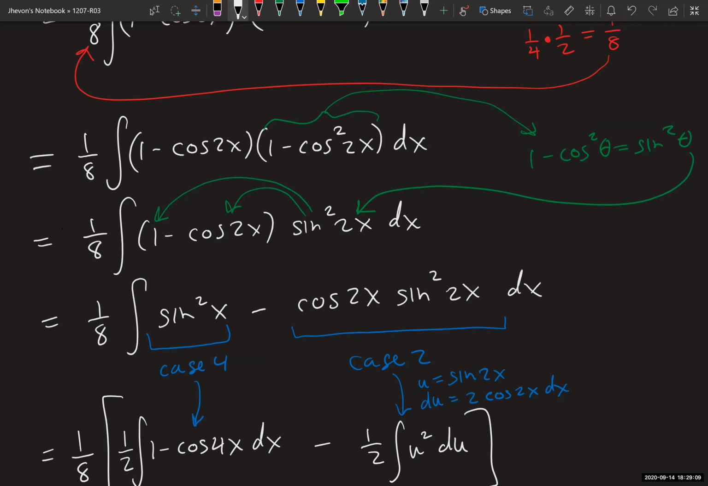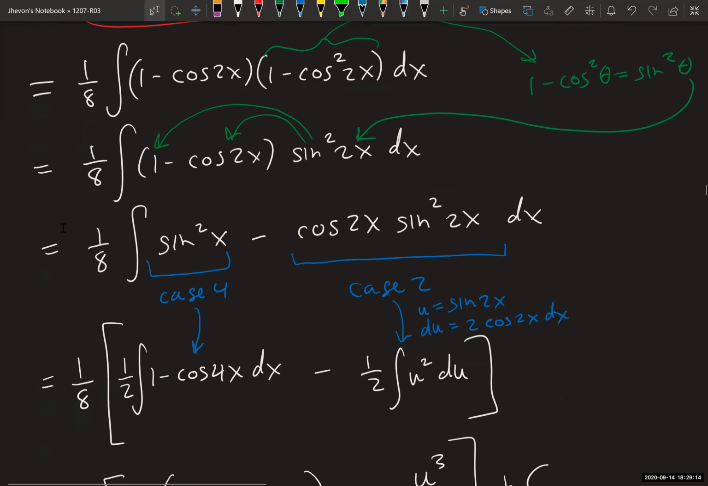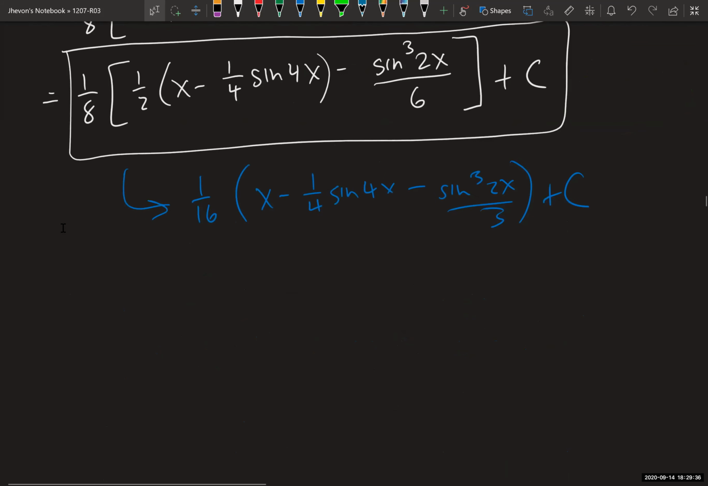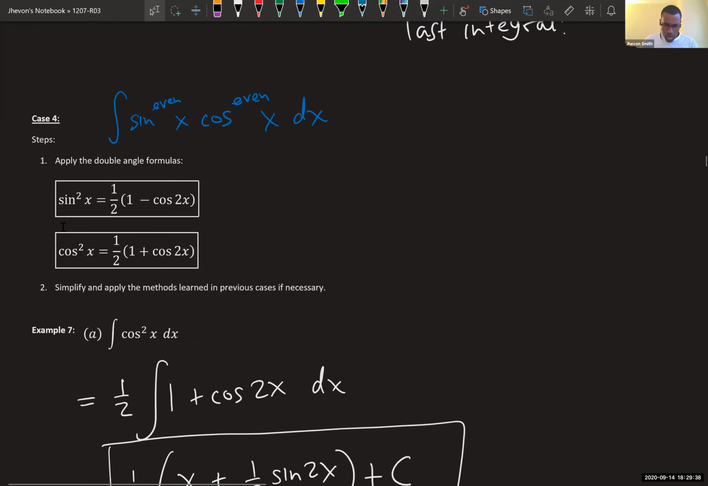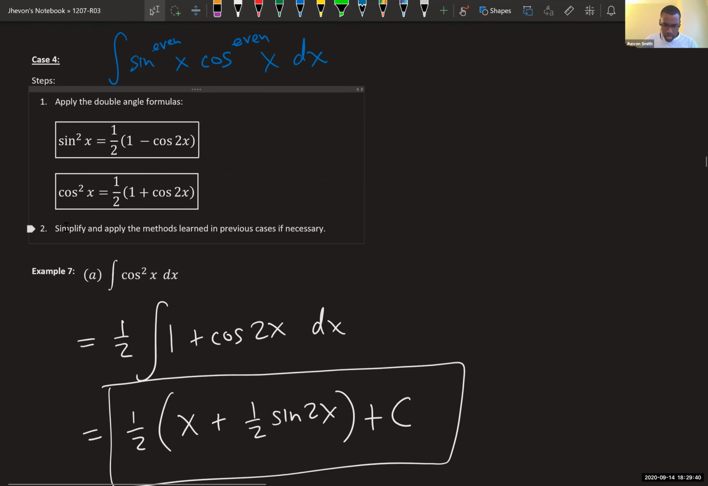What would happen in the part that's case 2, because technically the cosine's power is just 1? Is it odd, so you just leave it the way it is? Right, there's nothing to separate, and then you just substitute. Yeah, technically it's already saved, already off to the side. So then I just did the u on the sine, and then that cosine 2x was my du. Okay, so this was case 4.